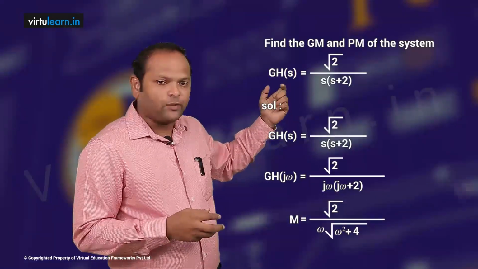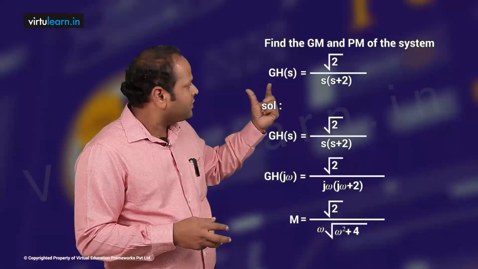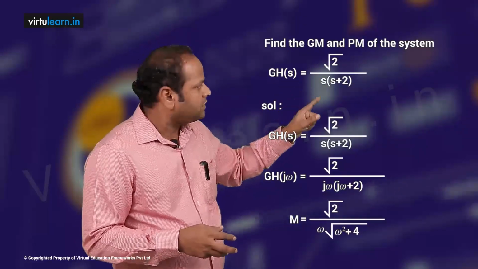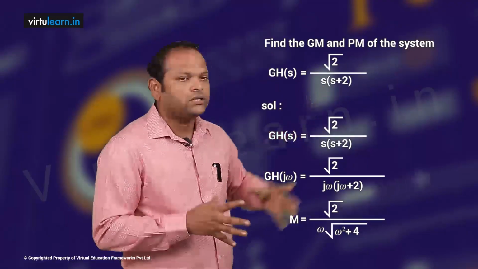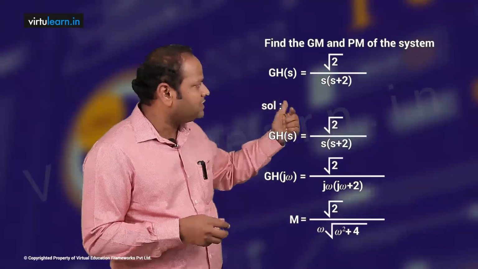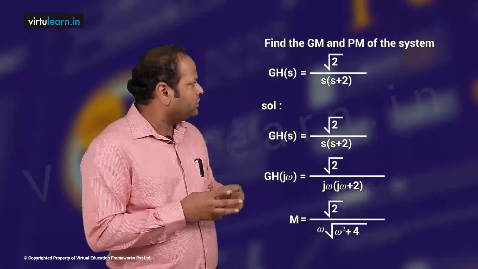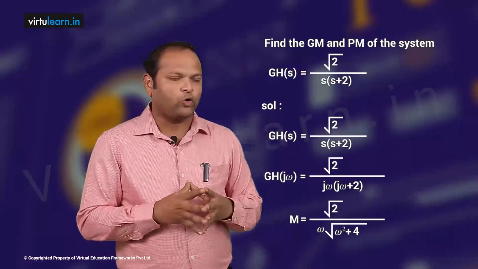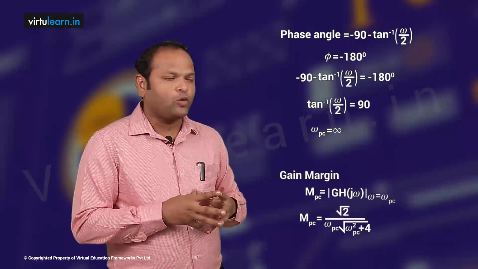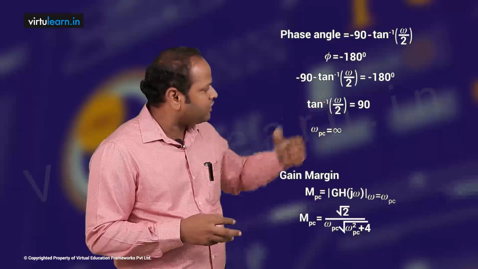So GH of S is available, root 2 by S into (S plus 2), then S is equal to j omega. GH of j omega is root 2 over j omega into (2 plus j omega). The magnitude is: numerator is the same, M is equal to root 2 divided by omega into root of (4 plus omega square). This is the magnitude expression. What is the phase angle? Numerator is constant, so 0; denominator j omega gives minus 90, and I have S plus 2.